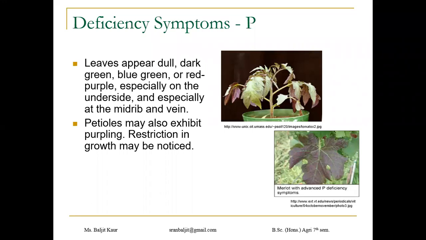So these parts of the leaves show the deficiency symptom. Petioles may also exhibit purpling. So the petioles of leaves will also exhibit purple color, and restriction in growth may be noticed. So the growth of the plant will be restricted, right? So this is the deficiency symptom of phosphorus.